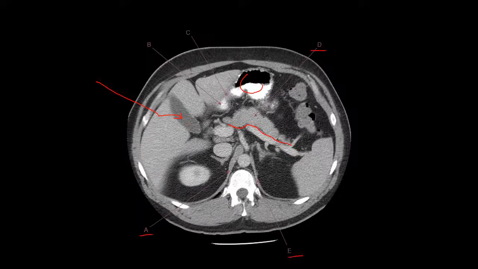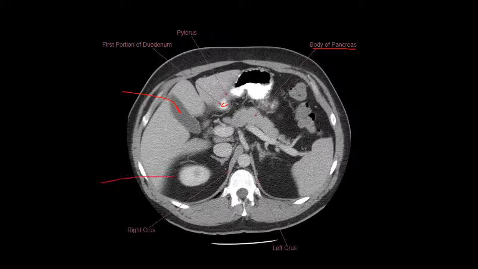A and E, you got your crus of the diaphragm. So next, so you got the pylorus of the stomach highlighted here. You got the first part of the duodenum starting here. You got the right crus and left crus of the diaphragm. And there's your body of the pancreas, as we noted before. Again, gallbladder here. You can actually see, what do you see coming into view right here?